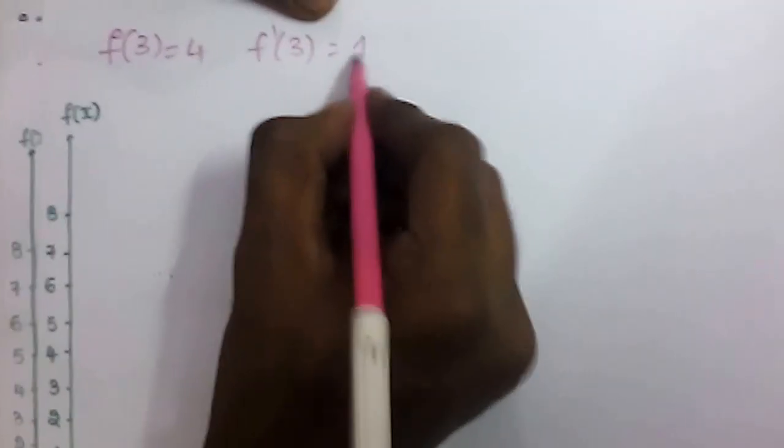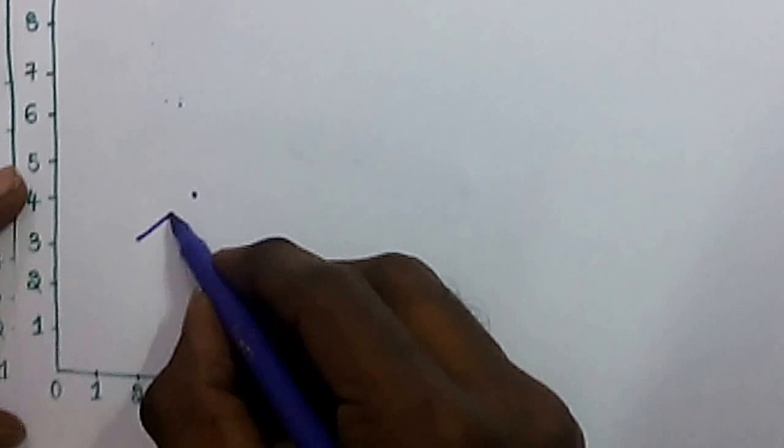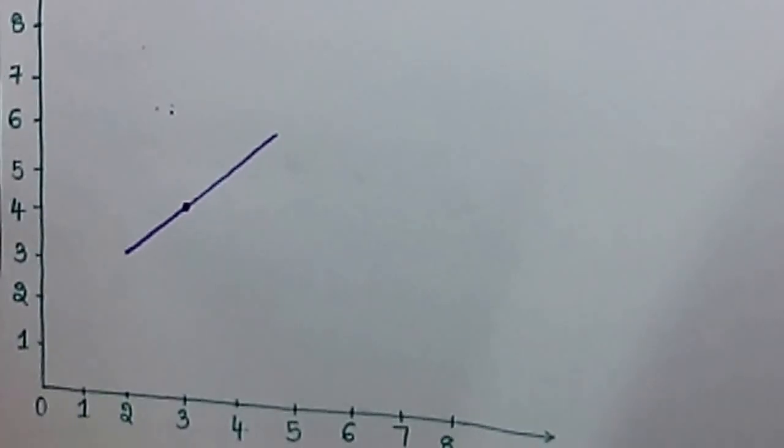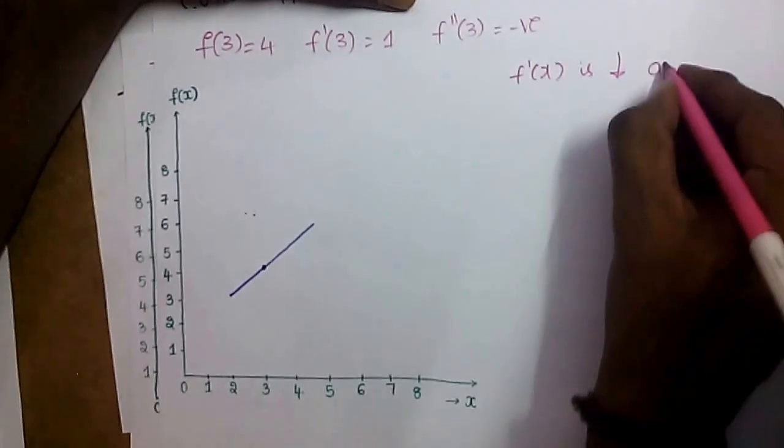And let's see another example, like what happens if f double prime of 3 is negative. Say f of 3 is 4, f prime of 3 is 1, and f double prime of 3 is negative. So let me plot the graph here. 3 comma 4 and 1. So this is going to be the tangent line to the graph at x equal to 3. f double prime of 3 is negative, so f prime of x is decreasing around x equal to 3.